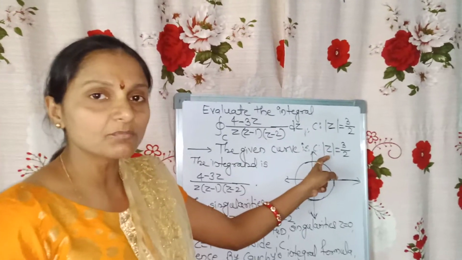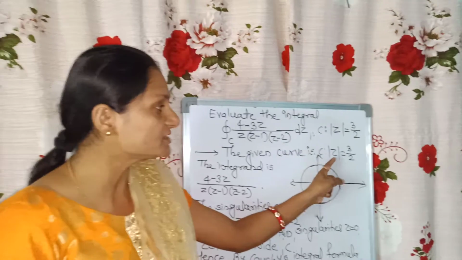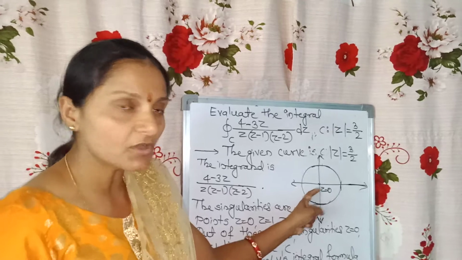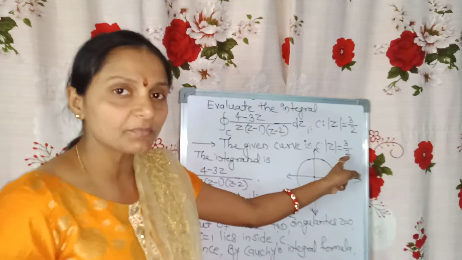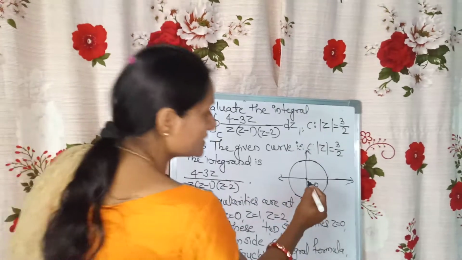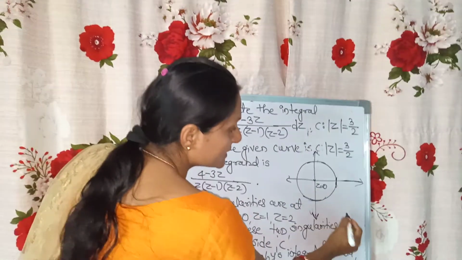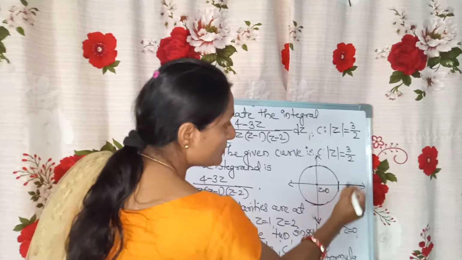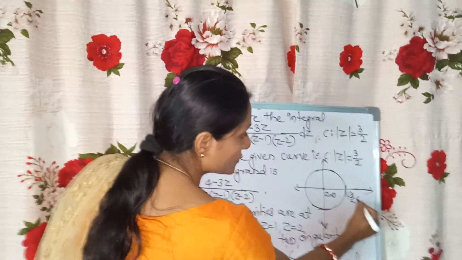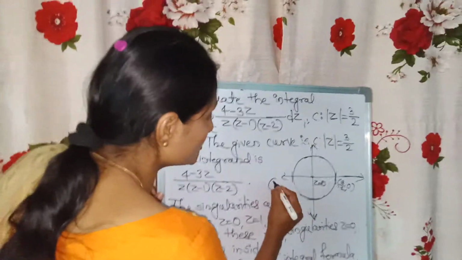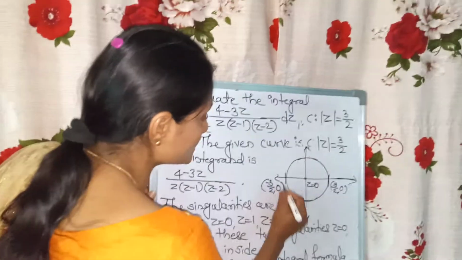Observe that here mod z, I can write it as mod z minus 0. That means the center of the circle is at z equal to 0 and the radius of the circle is 3 by 2. So if I consider this circle with center z equal to 0, along the radius I can write 0 plus 3 by 2, that is (3 by 2, 0), whereas to the left side 0 minus 3 by 2, that is (minus 3 by 2, 0).